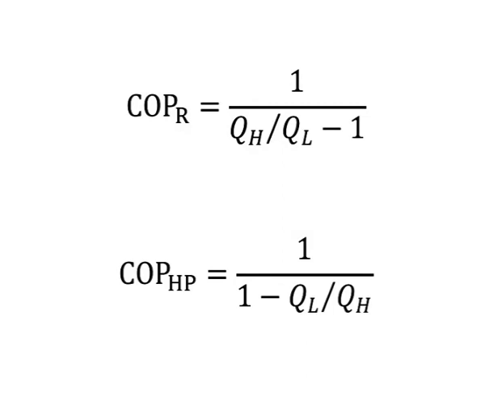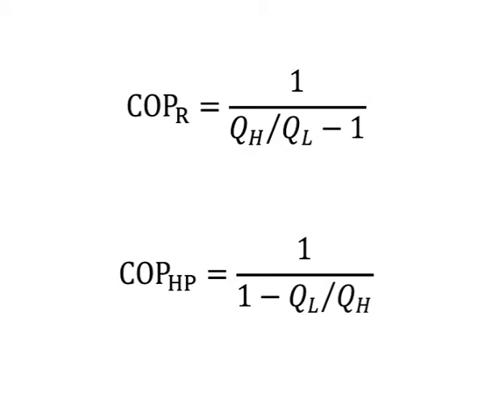The Carnot refrigerator and heat pump. A refrigerator or a heat pump that operates on the reversed Carnot cycle is called a Carnot refrigerator or a Carnot heat pump. The coefficient of performance of any refrigerator or heat pump, reversible or irreversible, is given by these equations. COP_R is equal to 1 upon QH divided by QL minus 1, and COP_HP is equal to 1 upon 1 minus QL divided by QH.